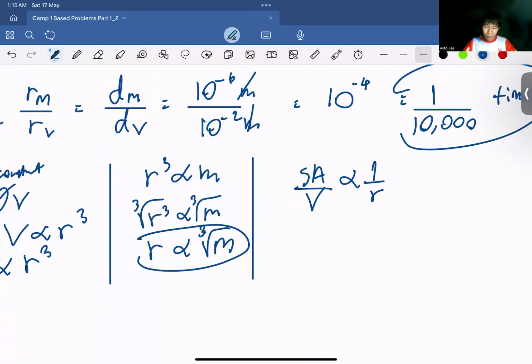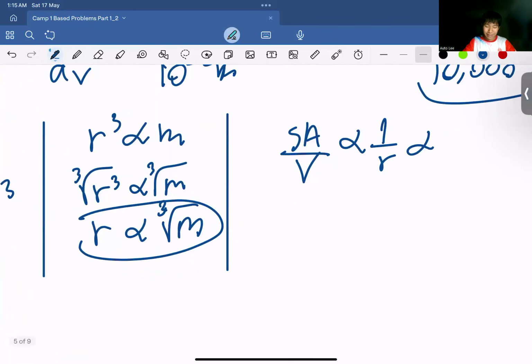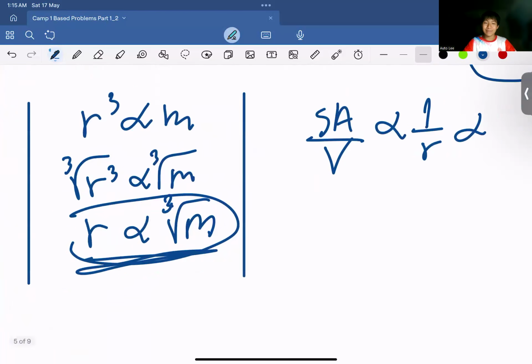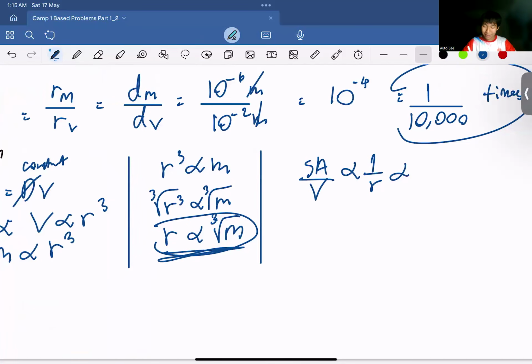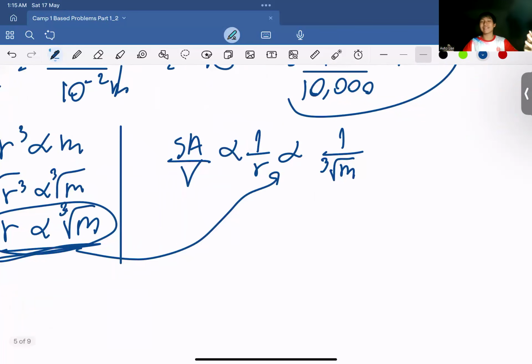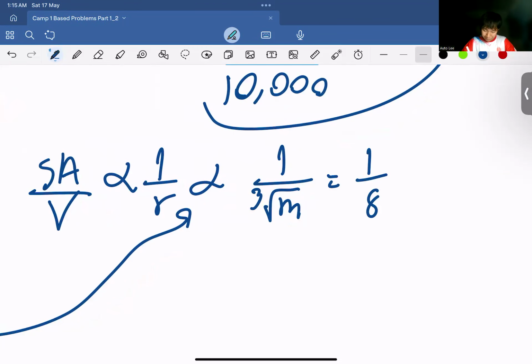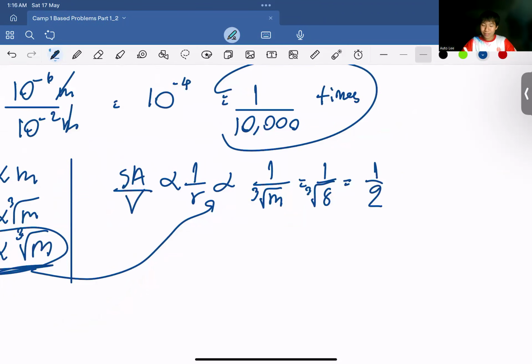Now, what we're going to do is continue this chain. We know from this that R is this blah blah blah, and we're just going to plug this in, and we're going to get something like this. Next, we're going to plug in our number, because if the mass is going to increase by 8 times, we're just going to plug in 8. So we're going to yield 1 over 2.